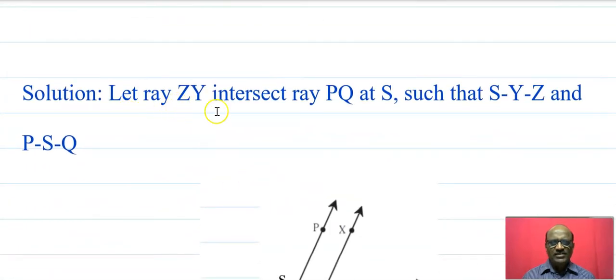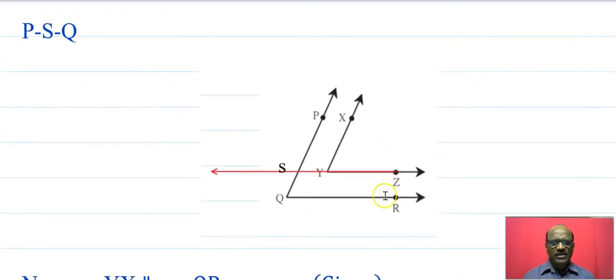Let ray YZ intersect ray PQ at S such that Y lies between S and Z and S lies between P and Q. That is, extend the ray YZ in the backward direction. It intersects the ray QP at the point S. Now see this. These are two parallel lines, and the measure of angle XYZ and the measure of angle PSZ, these are the corresponding angles. Their measures are congruent, their measures are equal.